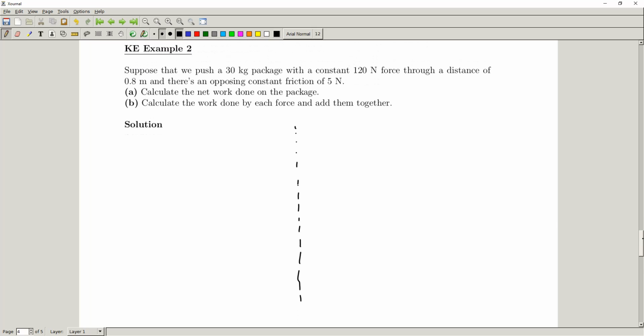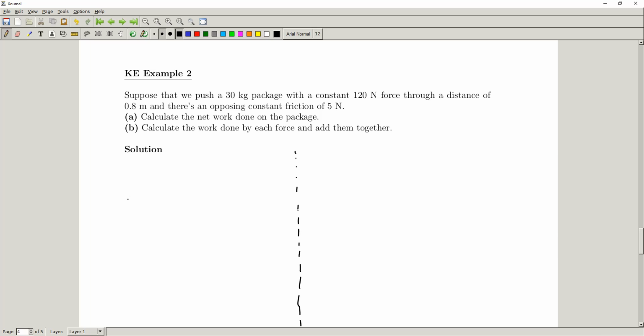Okay, so I'm going to start by drawing it, as I said. So imagine this is our conveyor system. We have our box, mass equals 30 kilograms. We're applying a force to it, our applied force, equal to 120 newtons, and we have some force of friction totaling 5 newtons opposing our motion. And in part A, we want to calculate the net work done on the package.